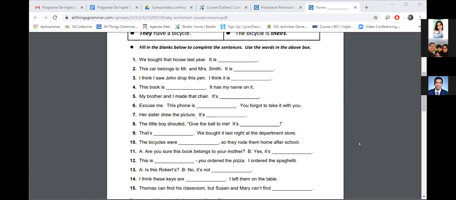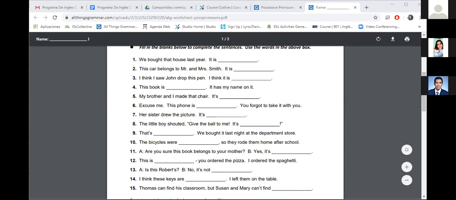This book is mine. Pero ya hablamos del libro anteriormente para terminar la oración diciendo mine. Usted puede decir nada más, this is mine, pero no sabemos de qué estamos hablando en el caso. O podemos decir, this book is mine. Okay? ¿Preguntas sobre eso? No? We're okay? All right. Very good.